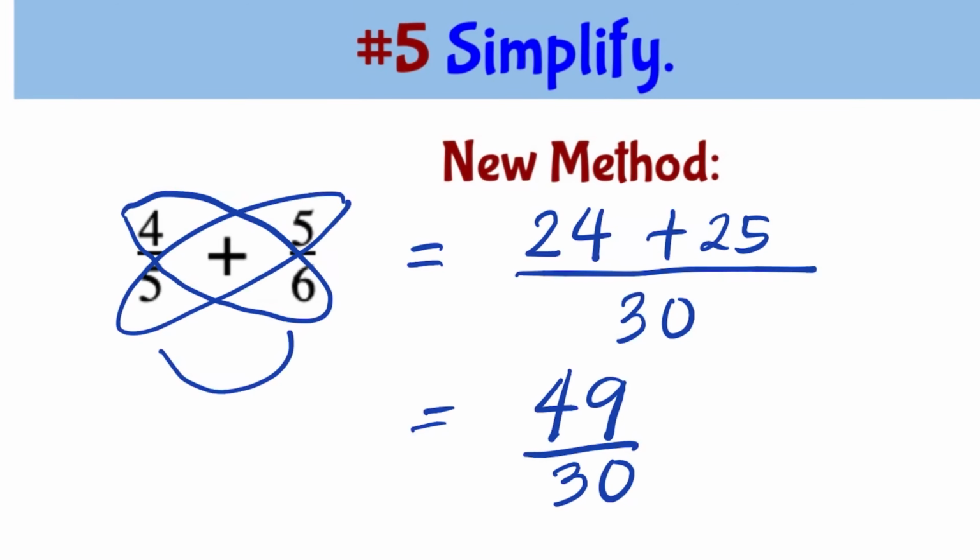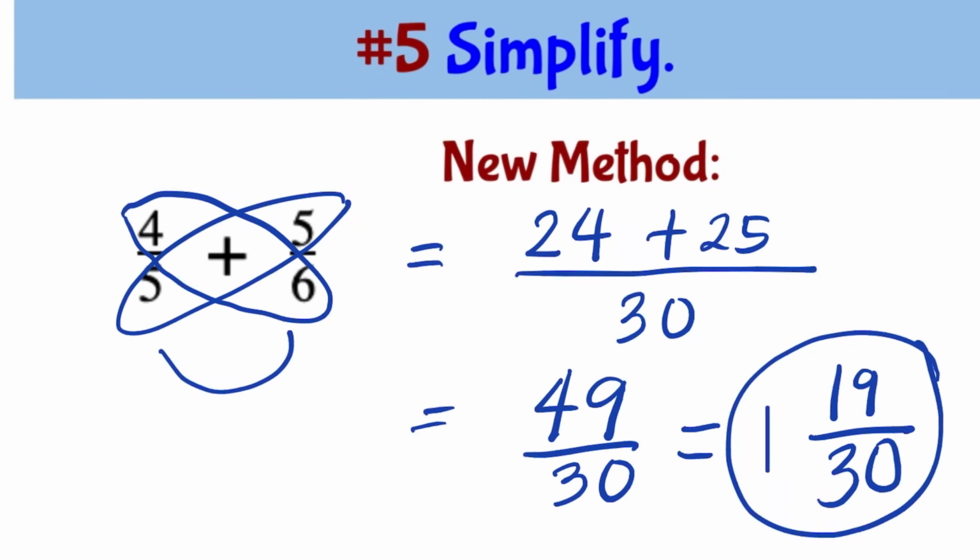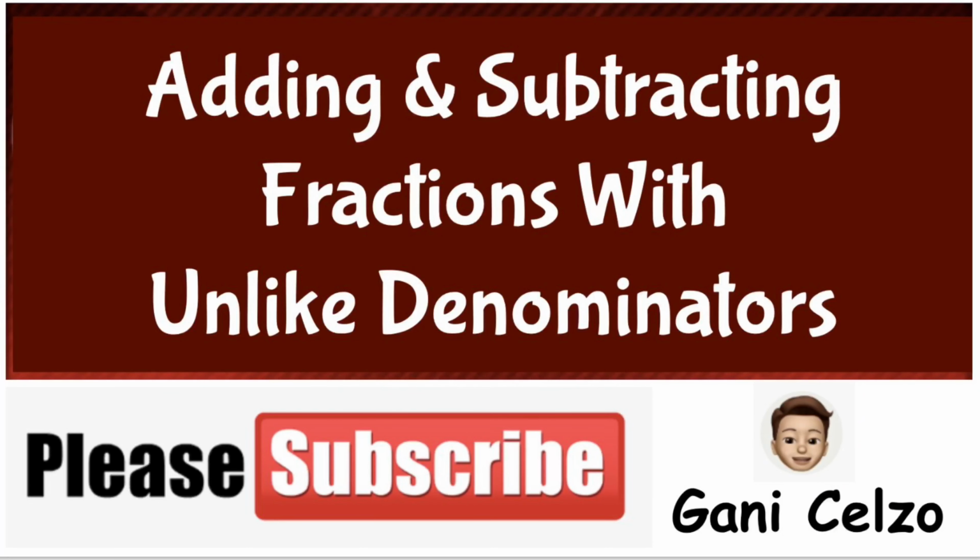Since it is an improper fraction, we need to change it into a mixed number. How many 30s can go into 49? Once, right? And the remainder is 19. So 19 over 30. Again, 30 can go into 49 once, and there's a remainder of 19. So the answer is 1 and 19 over 30. So now that we have compared the traditional method and Gani's method, which one do you think is easier?